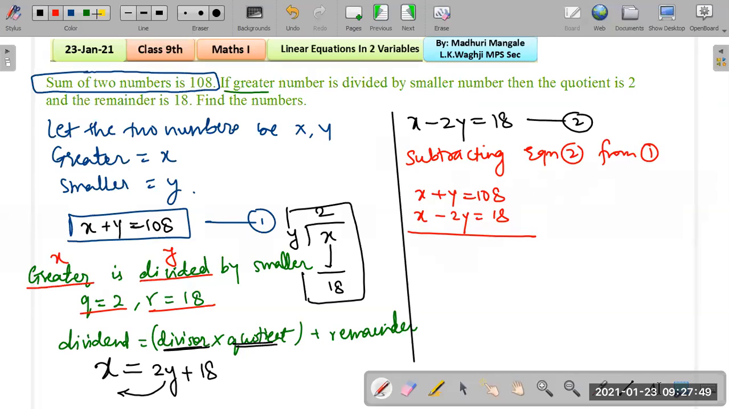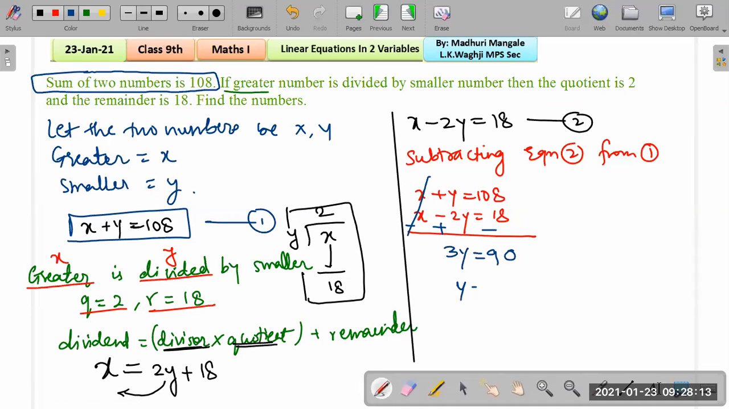And now you subtract. When subtracting, you have to be careful with the signs. Change the signs of the bottom row. So this would be minus, this negative becomes positive, this positive becomes negative. The x terms will get crossed out. We are left with 2 plus 1, that is 3y equals what? That is equal to 90, correct?